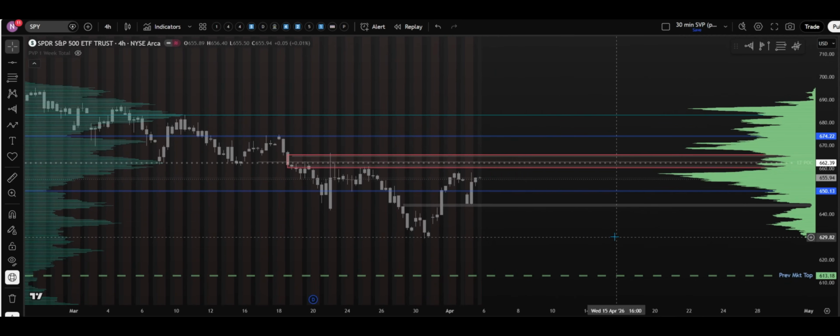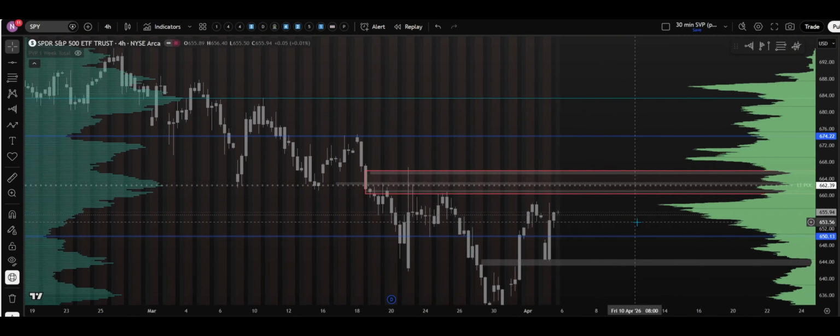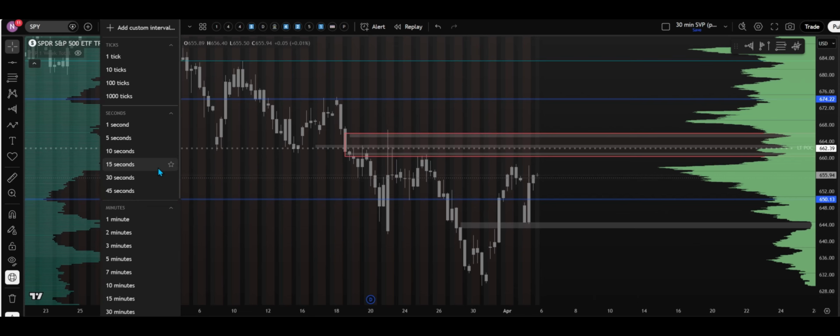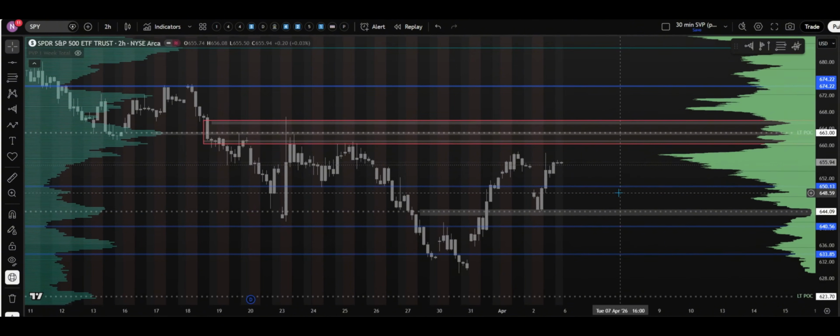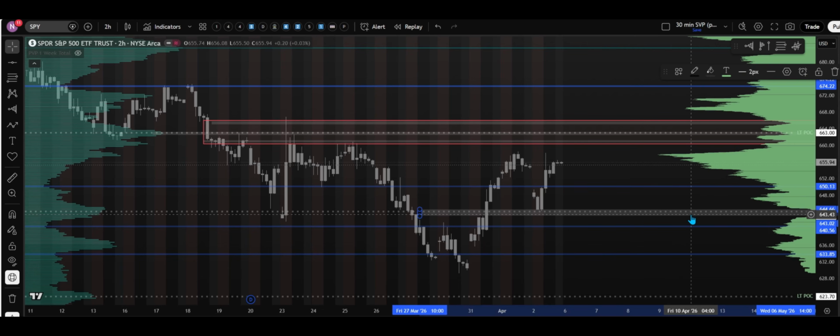So let's go ahead, and I'm just going to show you how I would set this up. Let's maybe just take it back to a 2-hour chart. So take one of these out because I just put it in there. Okay, so what I did was took these gray boxes and just lined them up with the low volume nodes on your new volume profile for the recent downtrend in the market.